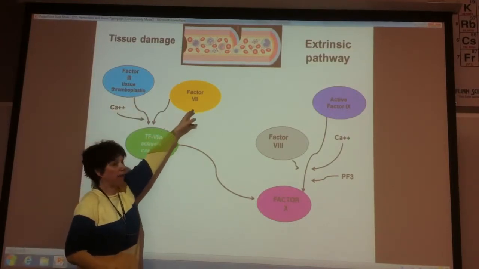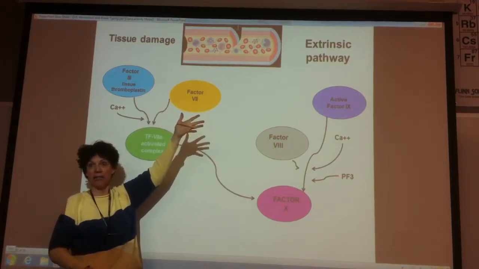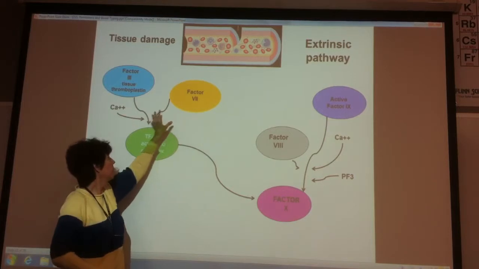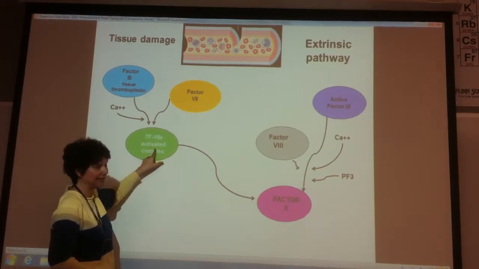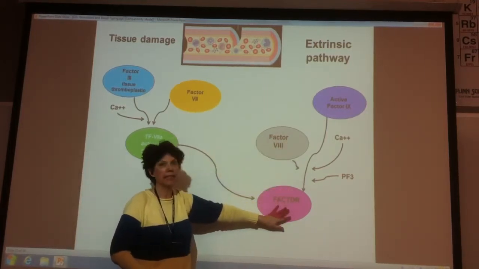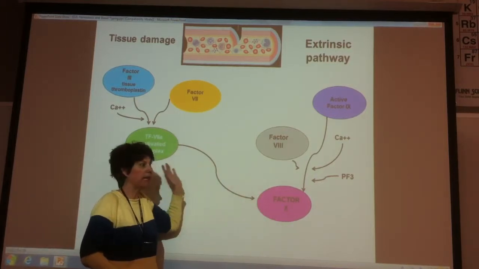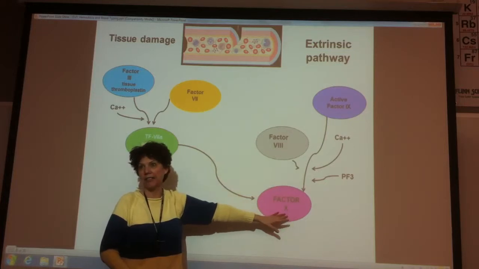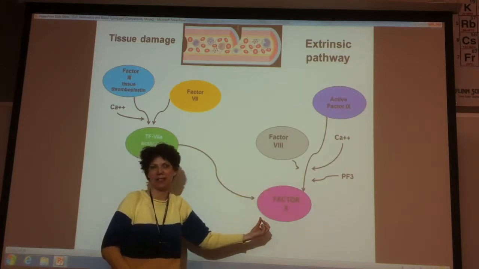And along with a factor in the blood that, if the blood vessel is damaged, seeps out into the connective tissue, it forms a complex. Again, calcium is needed for that. So this complex, along with factor 9, will activate factor 10. The complex will always have factor 9 because that's in the blood. So those two will always work together.